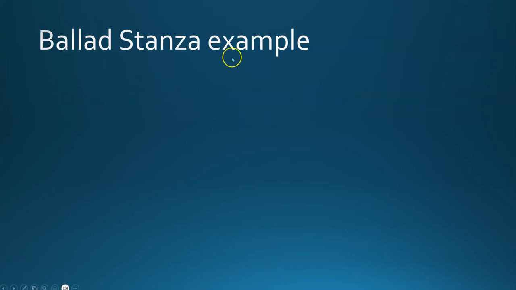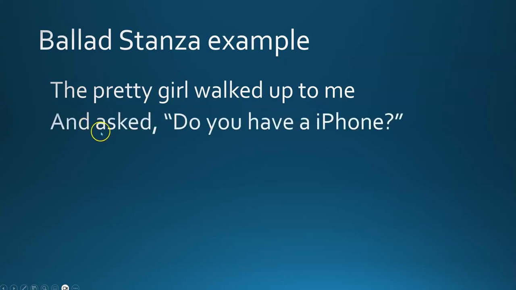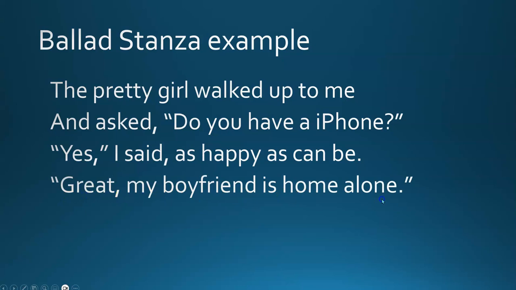Okay, so here's an example of a ballad stanza. The pretty girl walked up to me and asked, do you have an iPhone? So you'll notice that me and iPhone don't rhyme. Yes, I said, as happy as can be. Oh, okay, so be and me rhyme. So this first line and the third line rhyme. Great, my boyfriend is home alone. So you've got lines 1 and 3 that rhyme and lines 2 and 4 that rhyme. So this would be considered a ballad stanza, where the rhymes intermix. Okay, ballad stanza. All right.